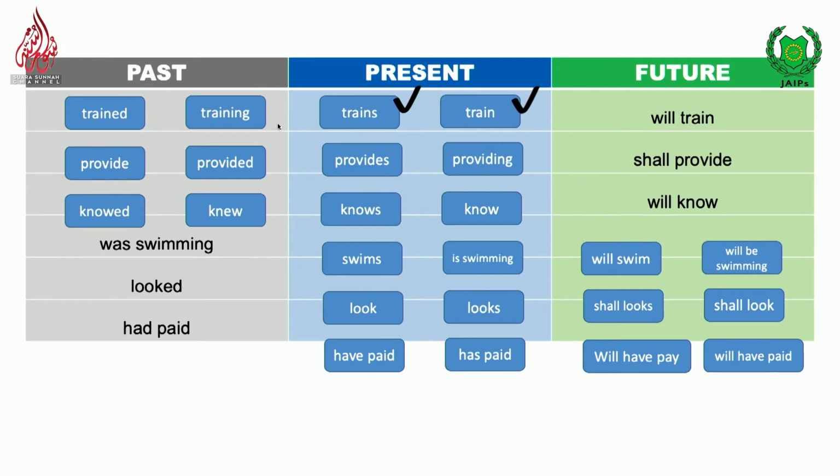Let us check the answer. So the answer is train with ed. This one is simple, right? Okay, let us go to the next one. Shall provide. Remember the base word or the root word. Okay, provide. So is it provides with s or providing with ing? Remember the present tense. It's either you put s or you remove s. So what is the answer? So only provides. Providing is not in present tense over there.